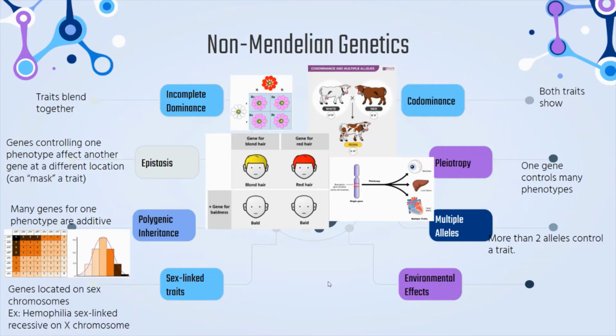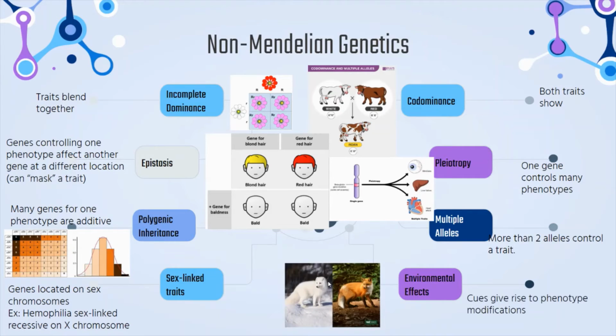Next are sex-linked traits, which we talked about in the previous slide. And these are genes located on sex chromosomes. Finally, environmental effects. So an Arctic wolf will change color depending on its environment or the season.